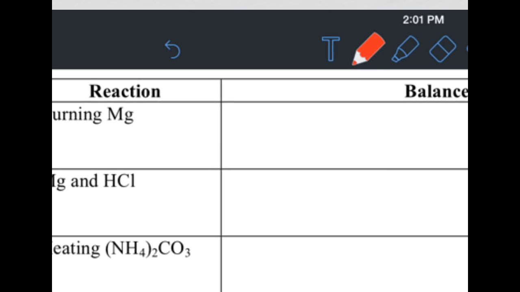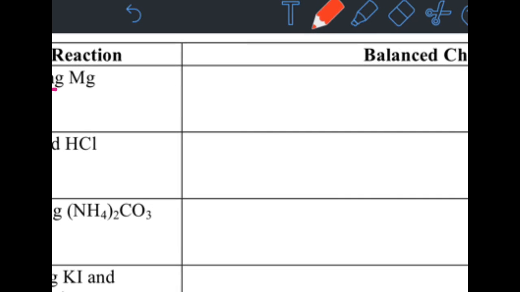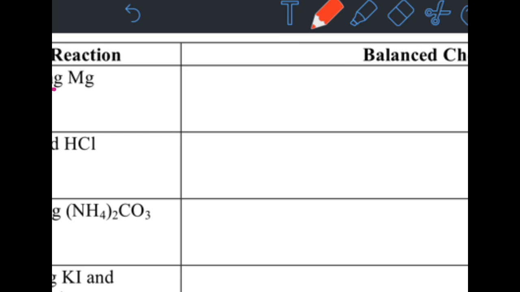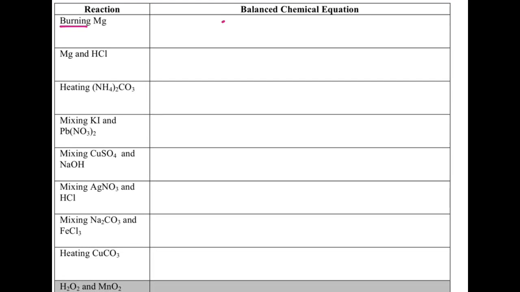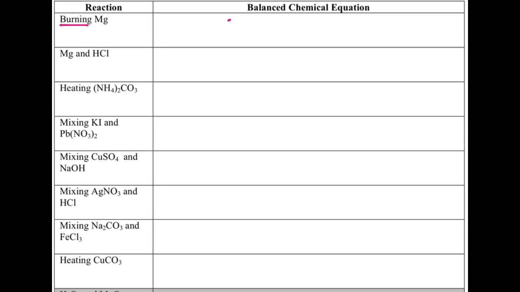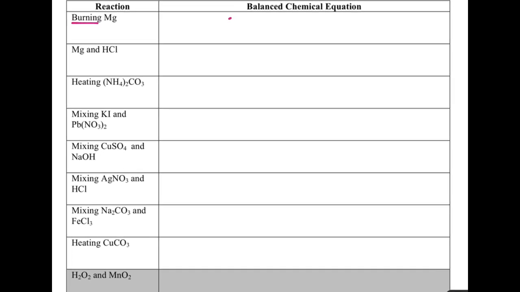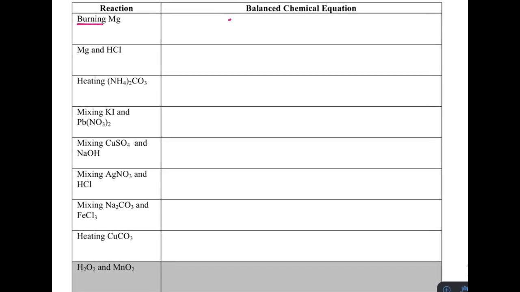Whenever you see the term burning, and I'm sure that Oxborough went over this with you guys too, it should immediately trigger in your brain that this is a combustion reaction. Okay, so if we have a combustion reaction, that means it's combining with oxygen. Okay, now I'm going to lock it.